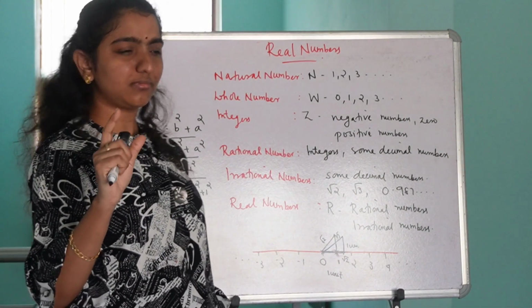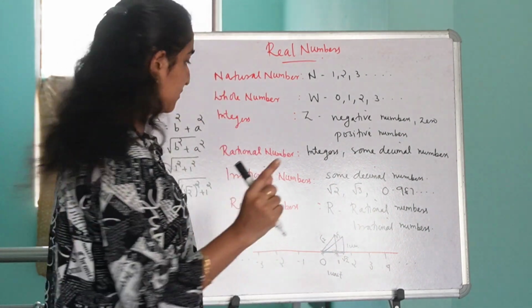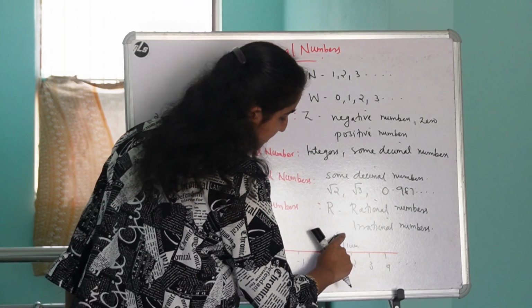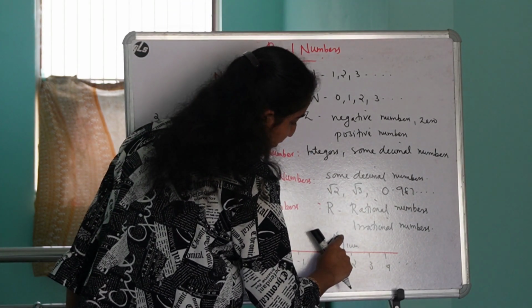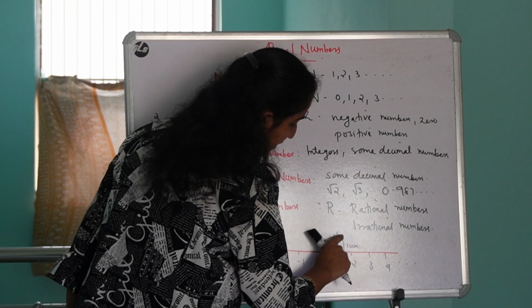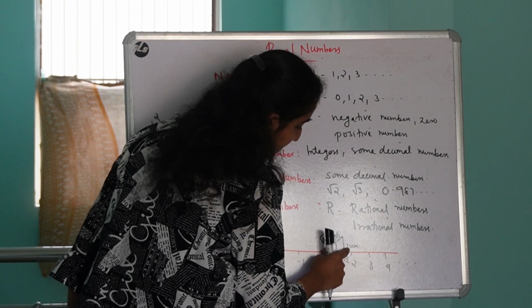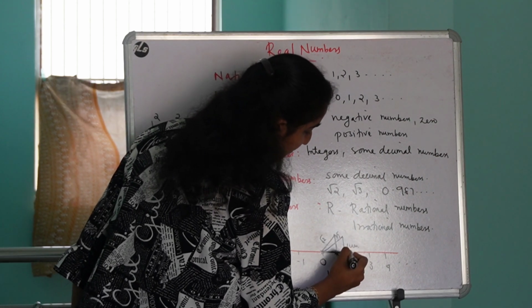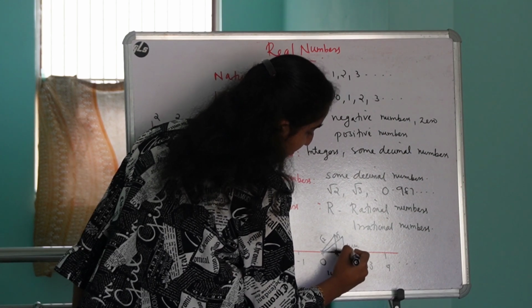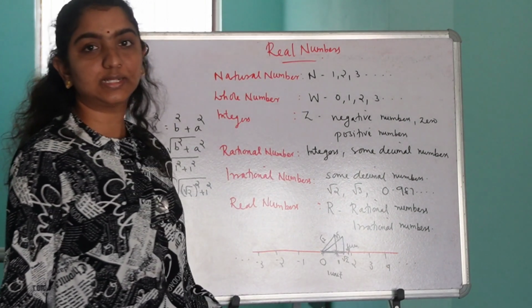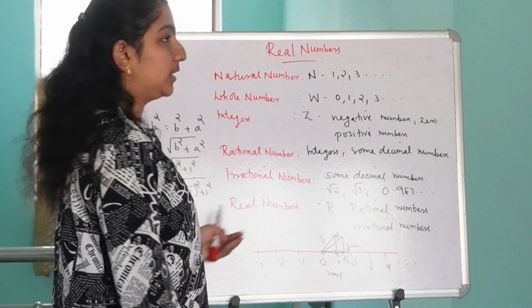Yes, with the help of a compass. Yes, you can use a compass for that. Now I am going to find the point at a distance of root 3 from 0. So this will be the point root 3. Is it clear, guys? Similarly, you can find for root 5.